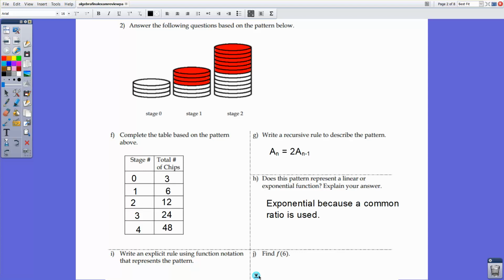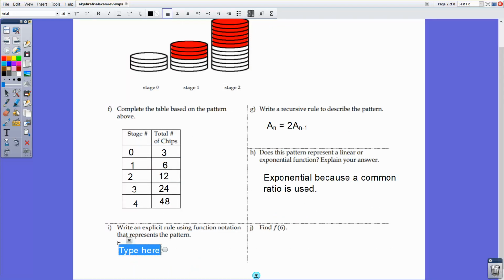So an explicit rule for this in function notation. The same deal here, a sub n equals our initial term, a sub 0, multiplied by, in this case, 2 to the n. Oops, there's my superscript, n, not that, nope. I want that as a superscript. There we go. Okay. Times 2 to the n.